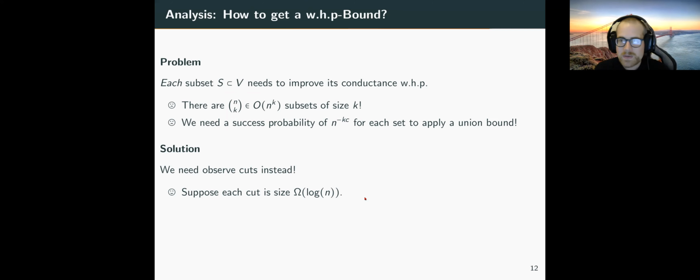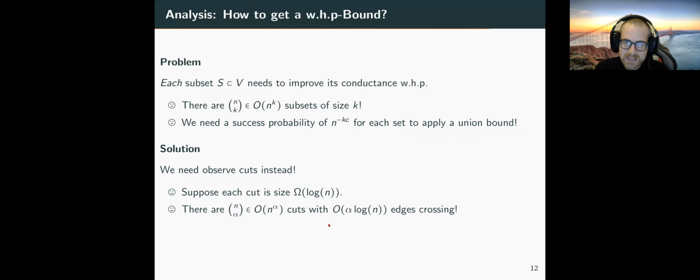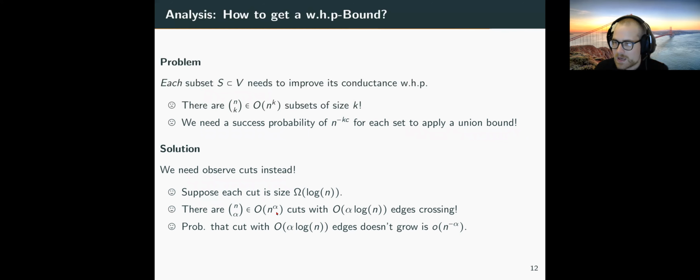So what we need to do instead is count the number of cuts. And using a standard result by Karger, we can show that if all cuts have a minimum size of log n, the number of cuts which are a multiple of log n are also bounded by a polynomial. So in that way, we can show that all cuts that have alpha times log n outgoing edges do not grow with probability smaller than n to the power of minus alpha. And since there are only n to the power of alpha of these sets, a union bound over all of them implies that all of these sets must rise. We must then additionally show that this minimum cut gets preserved over all the iterations, but that can be shown with similar techniques.